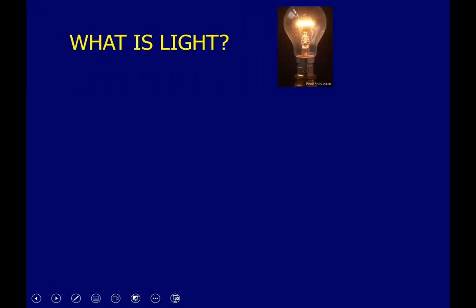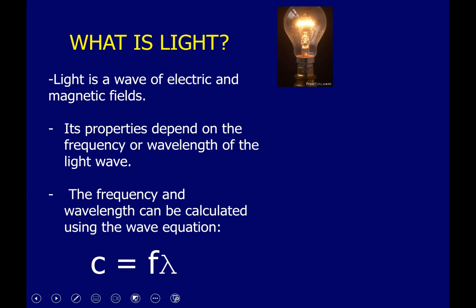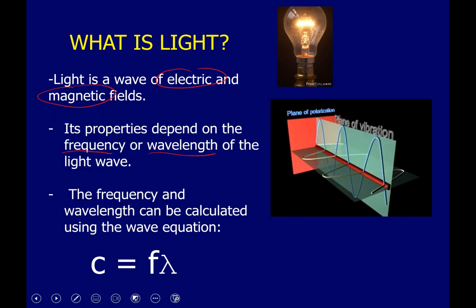So first slide, what is light? Well, light is a wave of two different types of fields, electric and magnetic fields. And its properties depend on the frequency and the wavelength of that light wave. So light is a wave. Now it's different than a water wave, but it is still a wave. Water waves, sound waves, they all are similar things. And the frequency and the wavelength can be calculated using the wave equation c equals f times lambda.